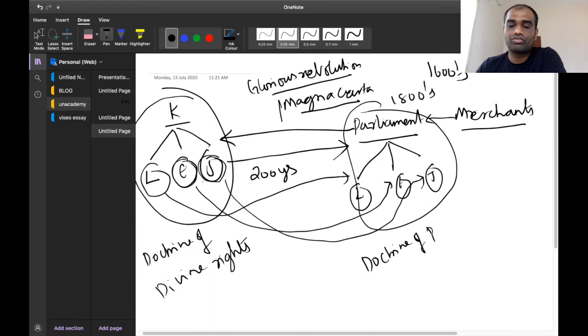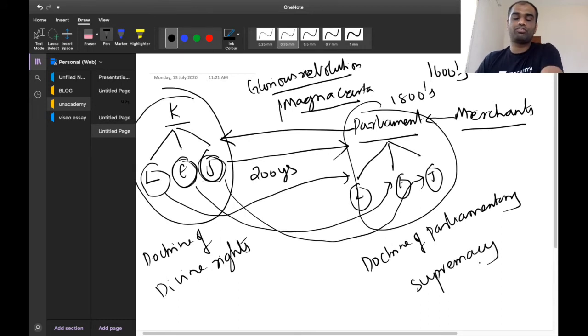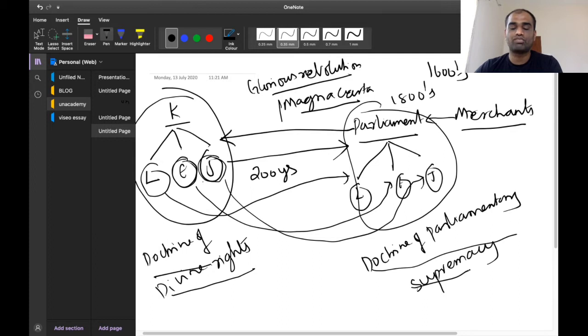of parliamentary supremacy. Clear? Now, why do you think one type of government is called the doctrine of divine rights, and this type of government is called the doctrine of parliamentary supremacy?